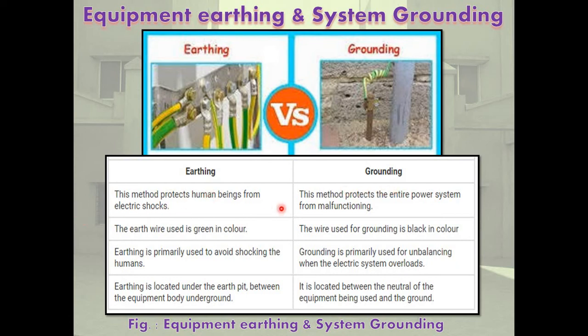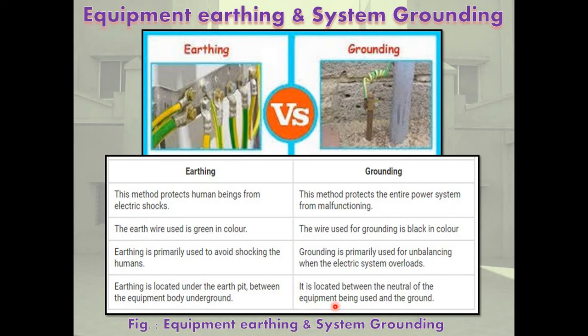Earthing protects human beings from electric shocks, while grounding protects the entire power system from malfunctioning. The earth wire used is green in color. The wire used for grounding is black in color. Earthing is primarily used to avoid shocking humans, while grounding is primarily used to prevent unbalancing when the electric system overloads. Earthing is located under the earth pit between the equipment body and underground, while grounding is located between the neutral of the equipment being used and the ground.